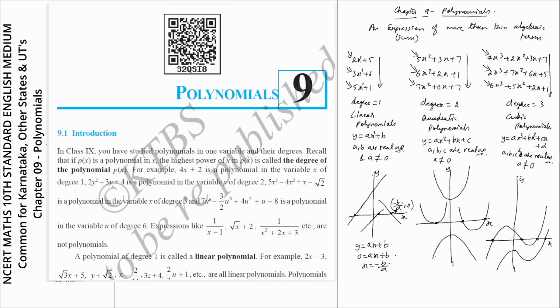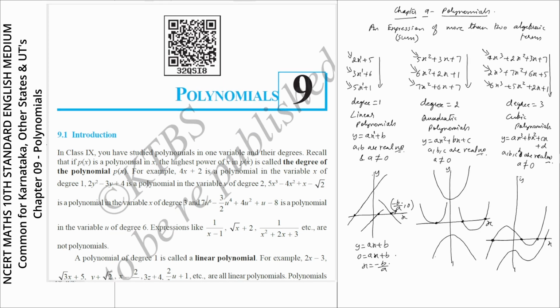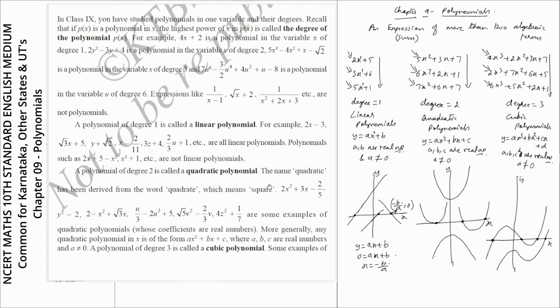So at the most, the cubic polynomials will intersect the x-axis at 3 points. If it intersects at 3 points, we say the number of zeros of that cubic polynomial is 3. If it intersects at 2 points, the number of zeros is 2, and if it intersects at 1 point, the number of zeros is 1. Now let us study in detail all these three categories of polynomials: linear, quadratic, and cubic. Coming to the textbook, there are several examples for polynomials.